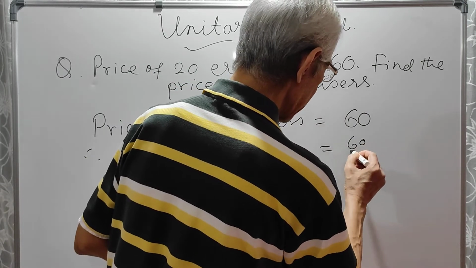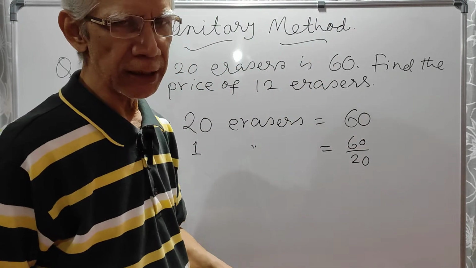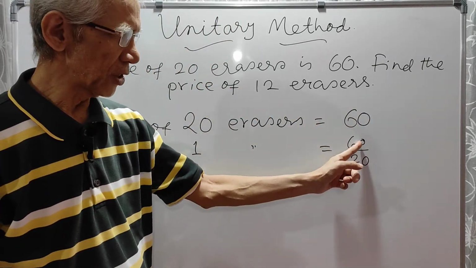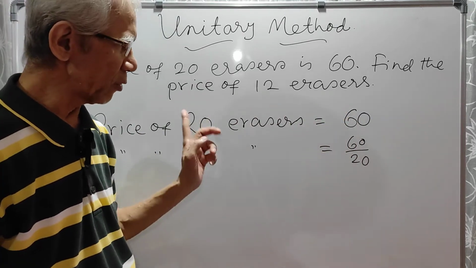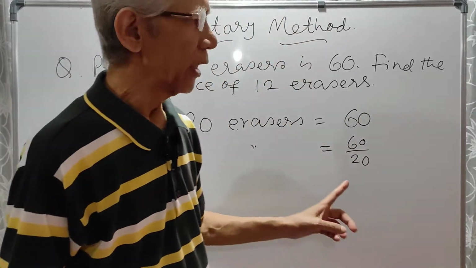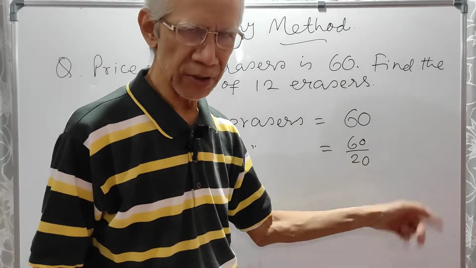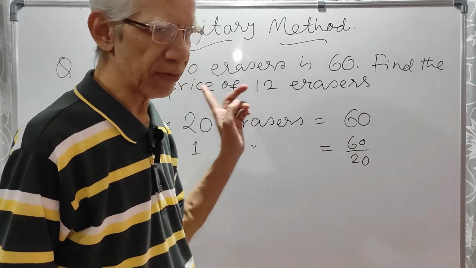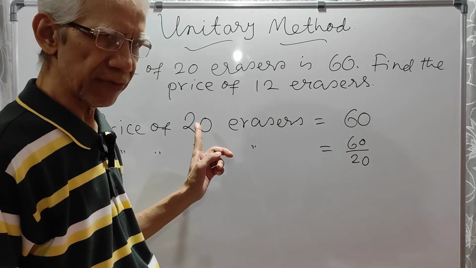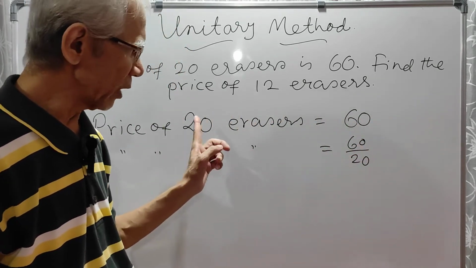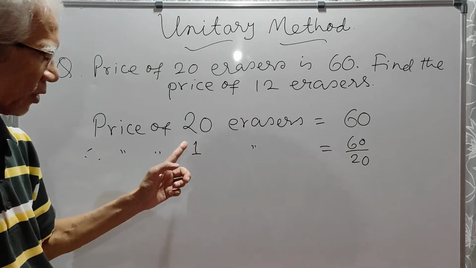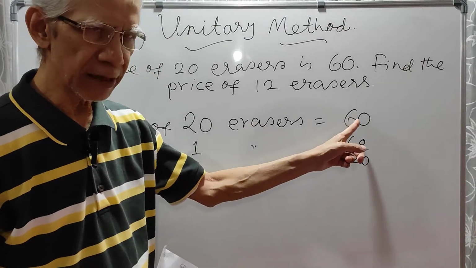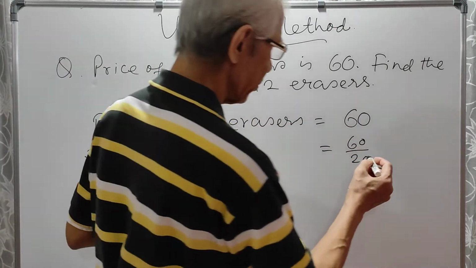So 60 divided by 20. Now remember another thing: always divide the right hand figure by the left hand figure. Right hand figure is 60, left hand figure is 20. Divide 60 by 20. Similarly, when you multiply, in some other questions you will see, whether you multiply or divide, it is always right number by left number. So 60 is the right number, 20 is the left number. Therefore, we will divide 60 by 20. And why are we dividing? Because the price of 1 eraser will be less than 60. For less, we will divide. And always divide right hand number by left hand number. So that means this is 3.